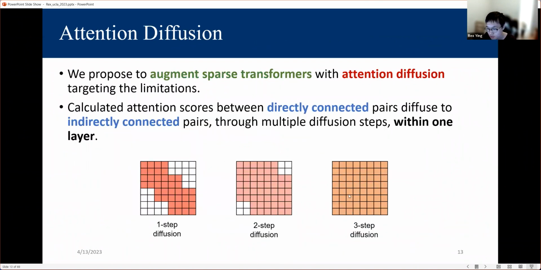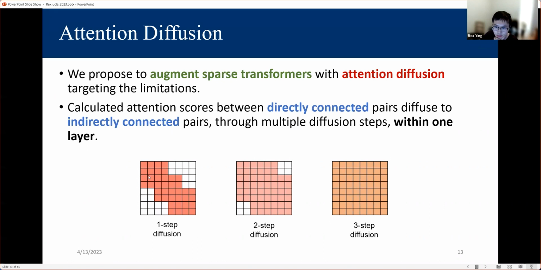Okay? And so in this work, which we call Diffuser, what we do is basically use attention diffusion to solve the problem of slow information propagation and so on. The idea is that we use graph diffusion as a way to augment these sparse transformers through this notion called attention diffusion. Intuitively, you are diffusing the attention values from the local window, or an extremely sparse pattern, to tokens that are further away or not directly connected. So that's the intuition, right?